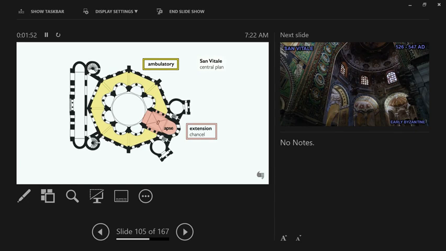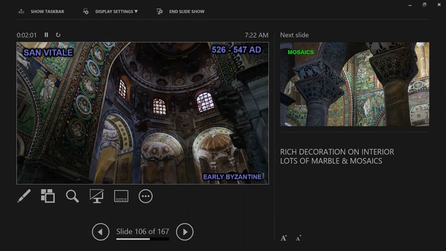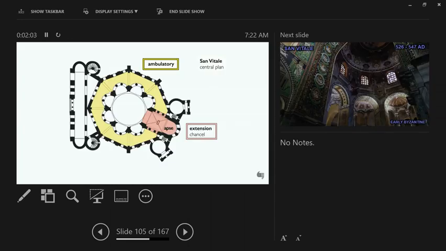And then we are going to look at the apse of this particular church, San Vitale. Our artwork is in the apse. Everybody get that? Ambulatory.